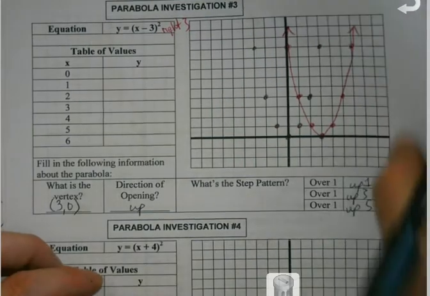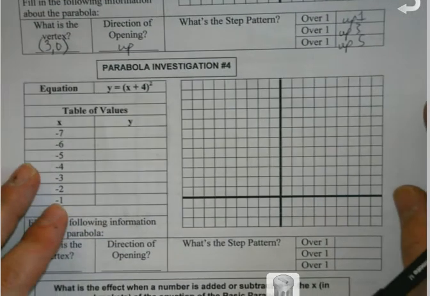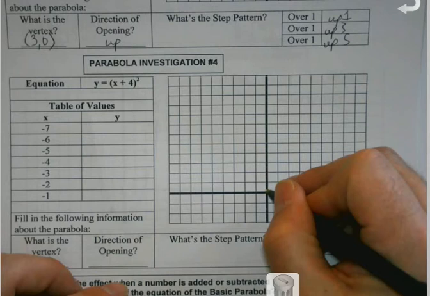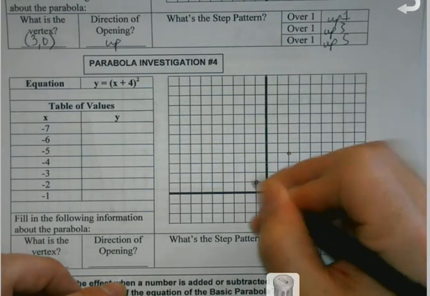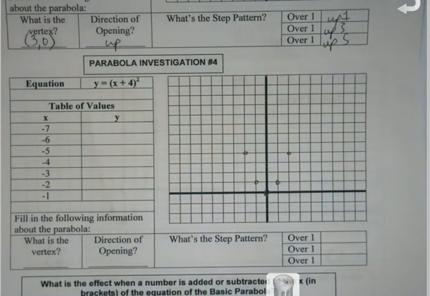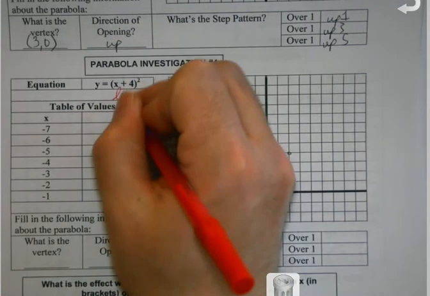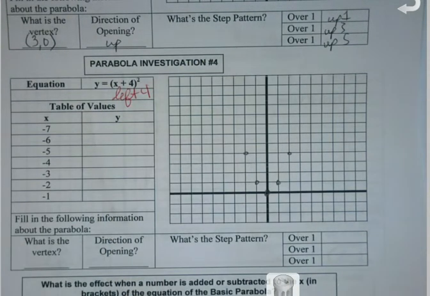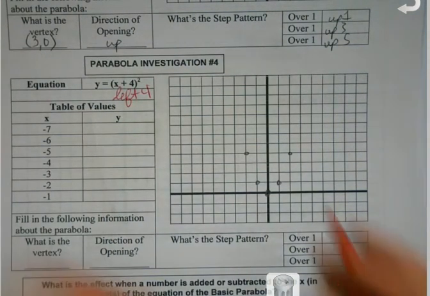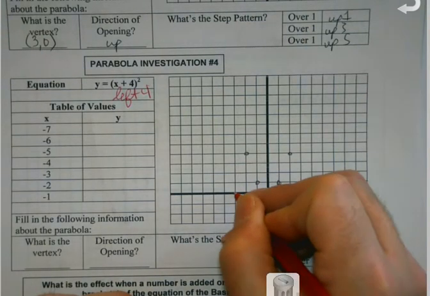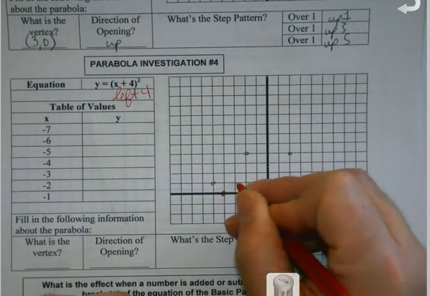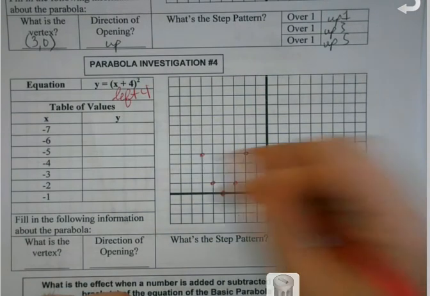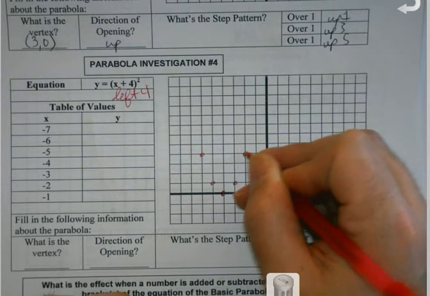One more of this type, we'll say. All right, we got x plus 4 this time. I'm going to get my basics down here first. What do you think that plus 4 in the parentheses does for me? I'm with you. Left 4. So I'm going to take all my points and move them left. 1, 2, 3, 4. 1, 2, 3, 4. 1, 2, 3, 4. 1, 2, 3, 4. 1, 2, 3. There's one that overlaps.